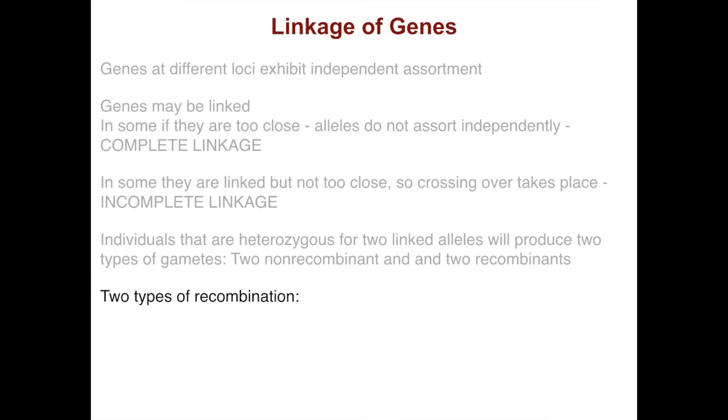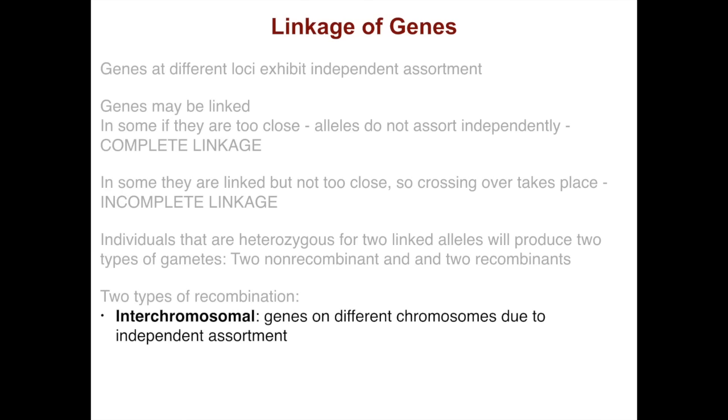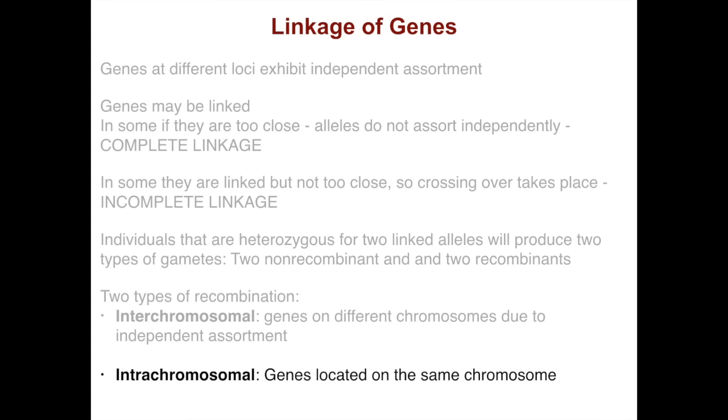There are two types of recombination: interchromosomal, and this occurs between genes on different chromosomes, and this happens due to independent assortment, and intrachromosomal, genes that are located on the same chromosome.